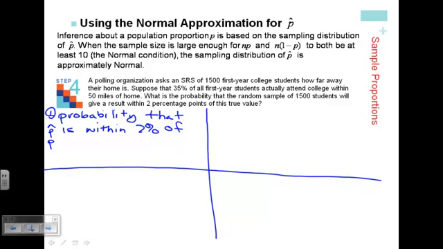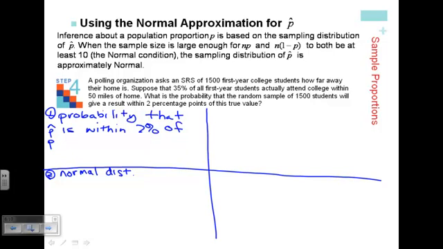All right. So in step 1, what is it that we're trying to find? Step 2, how are we going to find it? And I've got an idea. Let's use the normal distribution to find this answer.